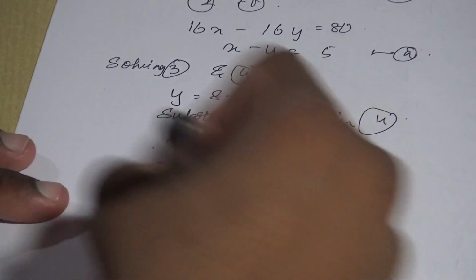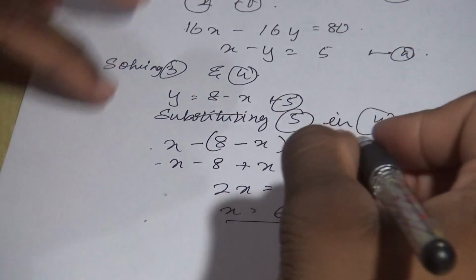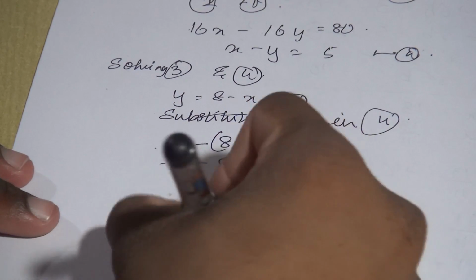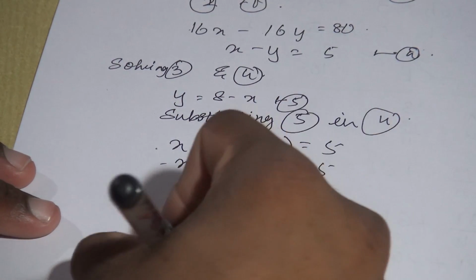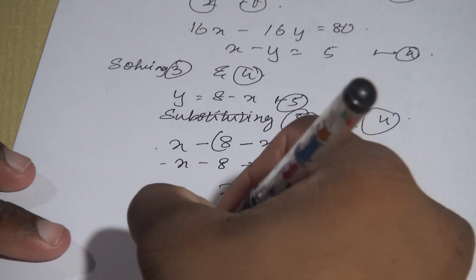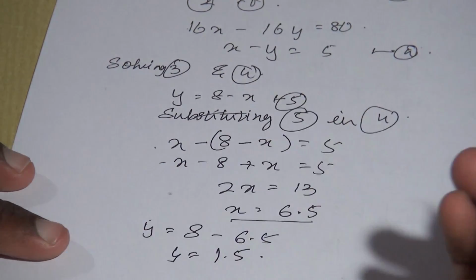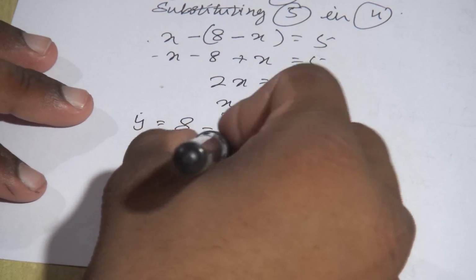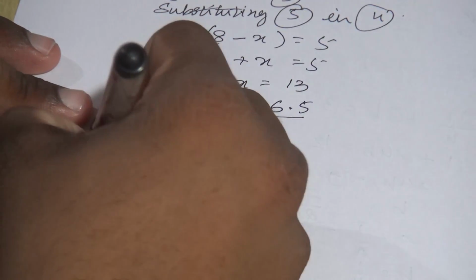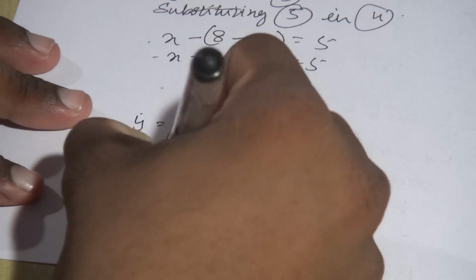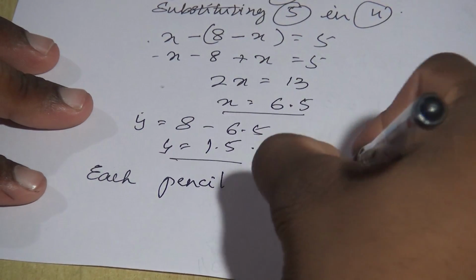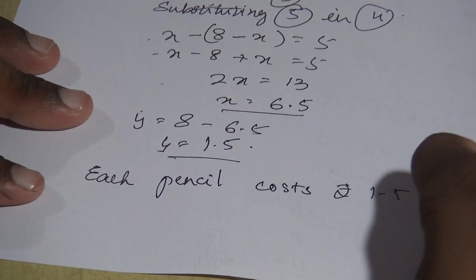Okay, so substituting x is equal to 6.5 in one of the equations, you get y is equal to 8 minus 6.5. y is equal to 1.5. So each pencil costs rupees 1.5 and each pen costs rupees 6.5.